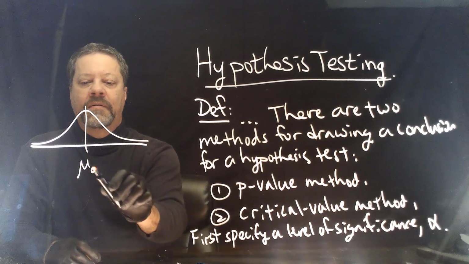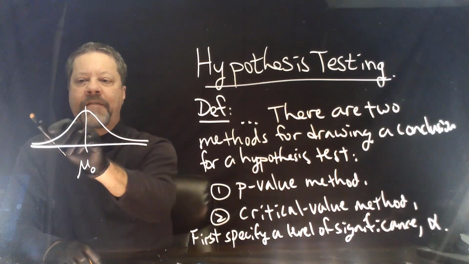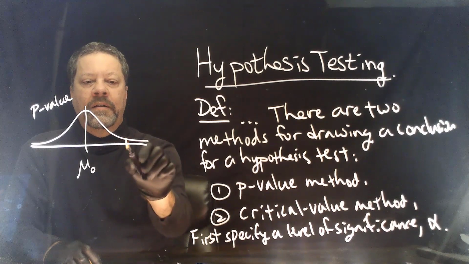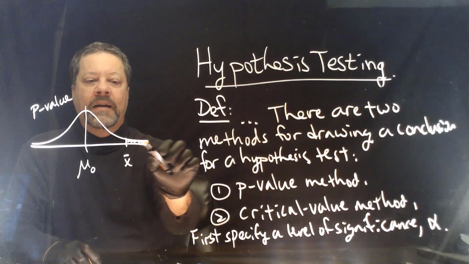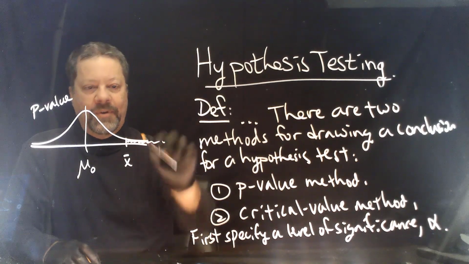Here's your null hypothesis mean. For the p-value method, you'll take your sample statistic, your mean, and calculate the area from there on out.